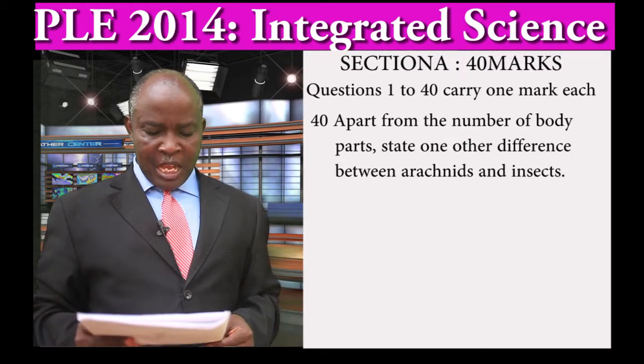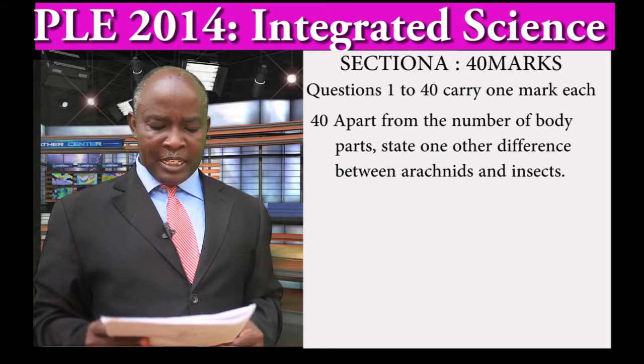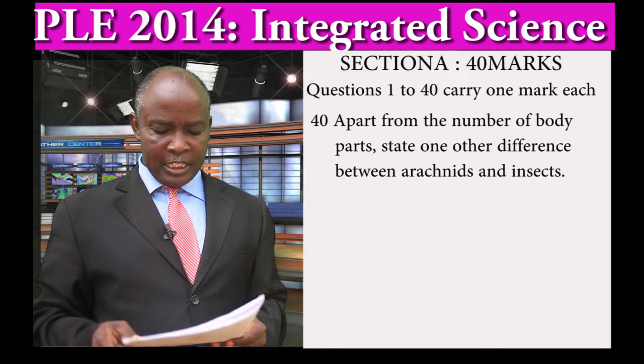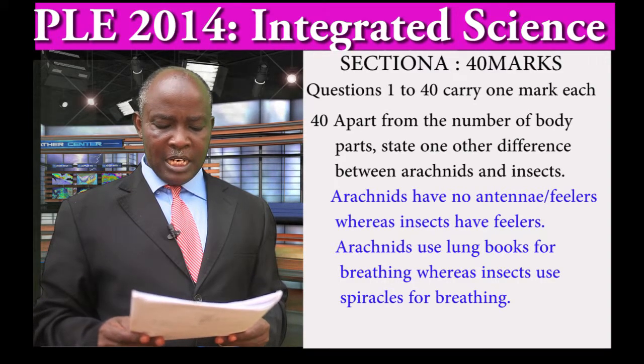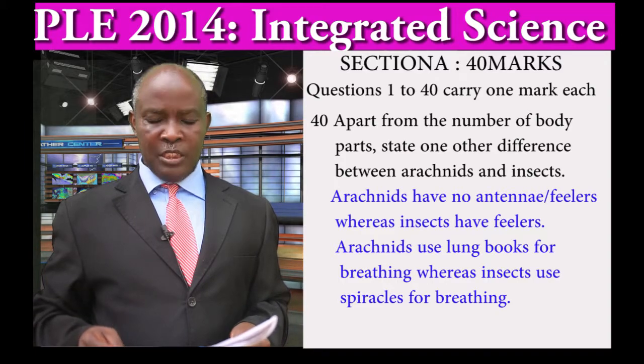Number 40. Apart from the number of body parts, state one other difference between arachnids and insects. Arachnids have no antennae or feelers, whereas insects have feelers. Arachnids use book lungs for breathing, whereas insects use spiracles.